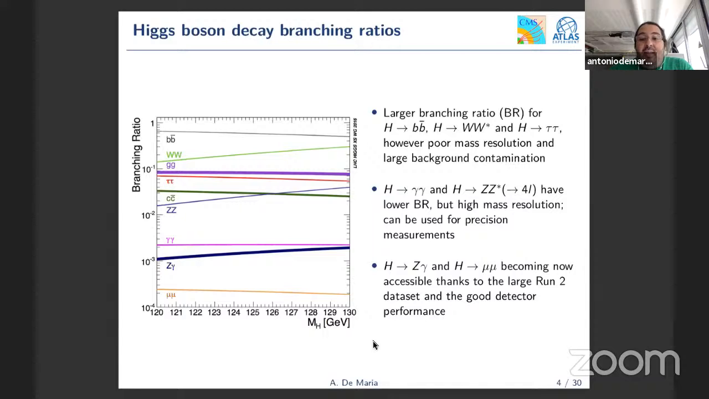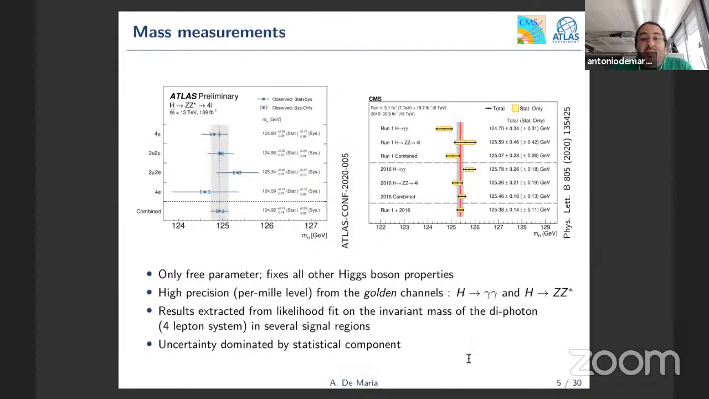If we go to the less abundant decays of the Higgs boson, we have Z gamma and mu mu, which are now becoming accessible thanks to the large Run 2 dataset and also to the excellent detector performance. The first measurement that I'm going to talk about is the mass measurement.